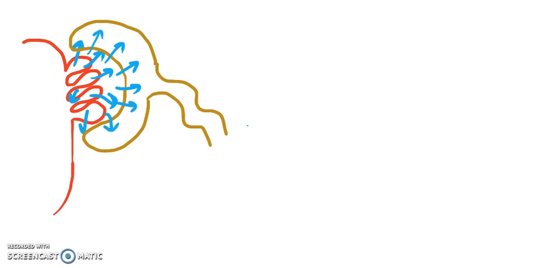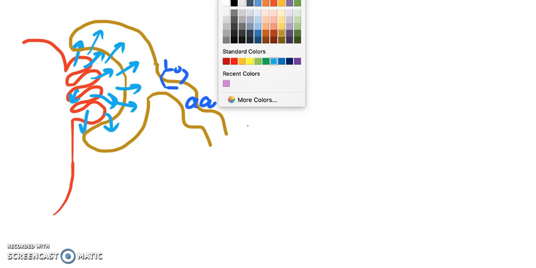And I'll list a few examples. We can take in things like glucose, and we can take small things like amino acids. Whole proteins we cannot take in because they're too large to pass through the fenestrations. Okay, but now how do we reabsorb this?